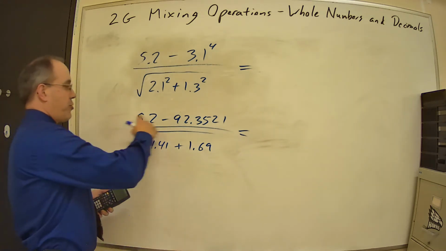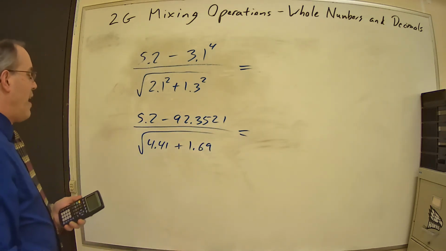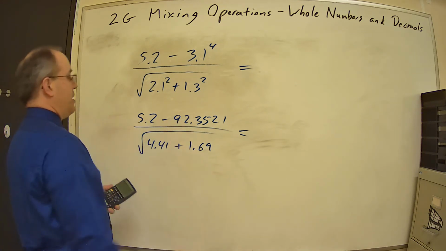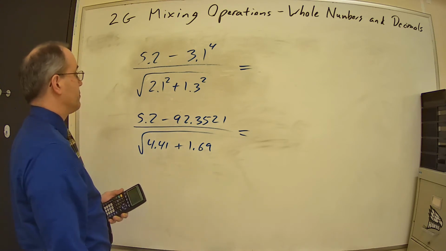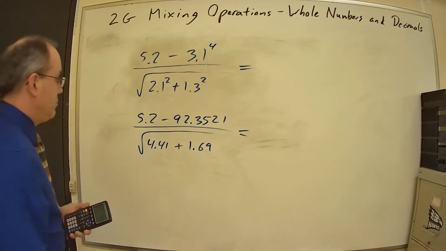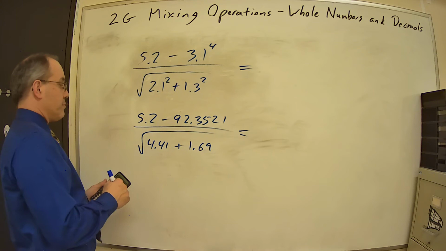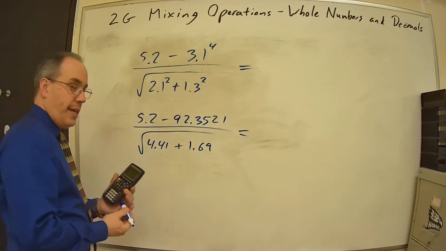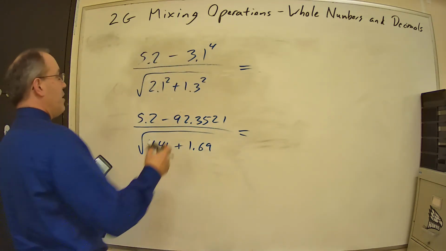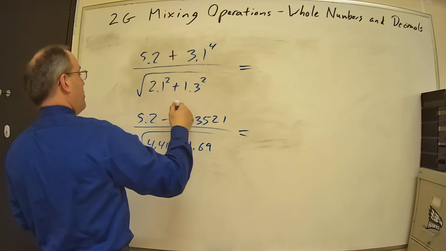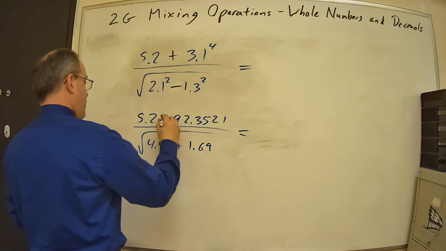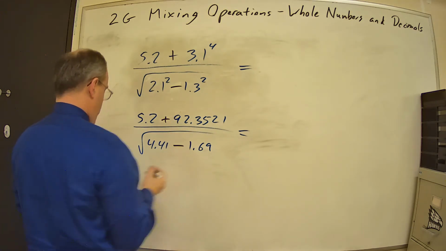Okay, well I still have this grouping here, so 5.2, oh, this isn't going to be good. This is going to give us a negative number. So here we're going to run into a problem. So I'm going to do a slight modification. I apologize for this. I'm going to make this one addition, and I'm going to make that one subtraction. So that becomes addition, that one becomes subtraction.